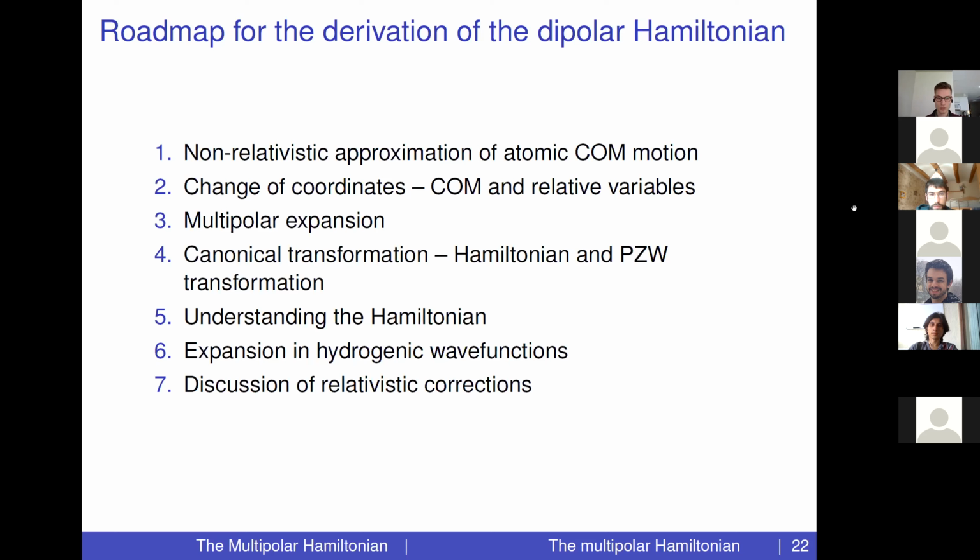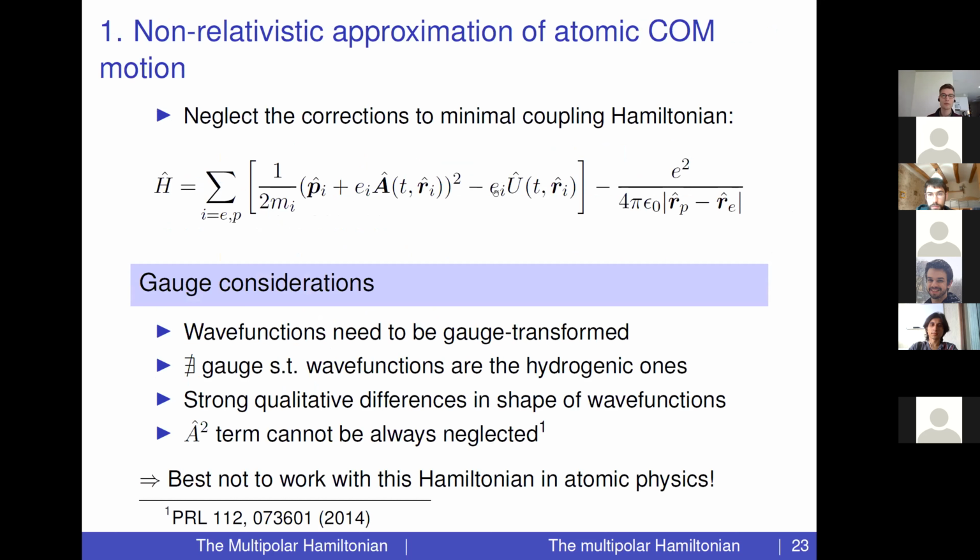And then we are in the position to understand now this multipolar Hamiltonian, in particular in terms of expanding it in terms of hydrogenic wave functions. And once we understand all the relevant physical terms in this Hamiltonian, we can discuss a bit more what happens if we include relativistic corrections, because again, this is a non-relativistic approximation. So to this leading order, we just have the usual minimal coupling Hamiltonian.